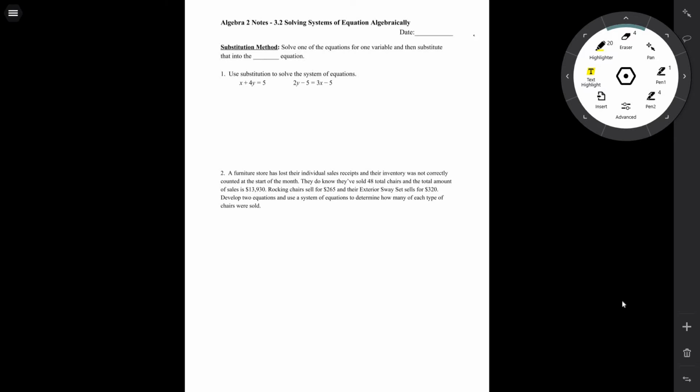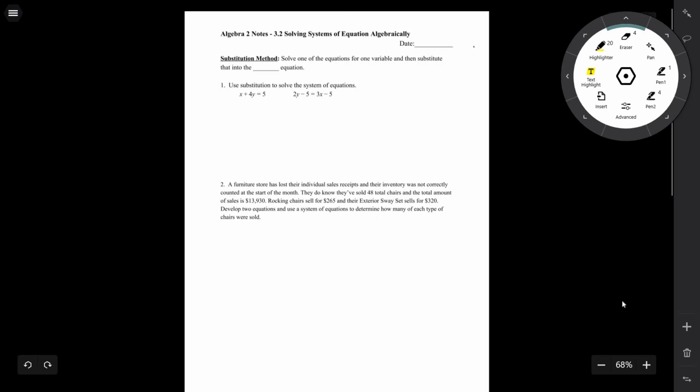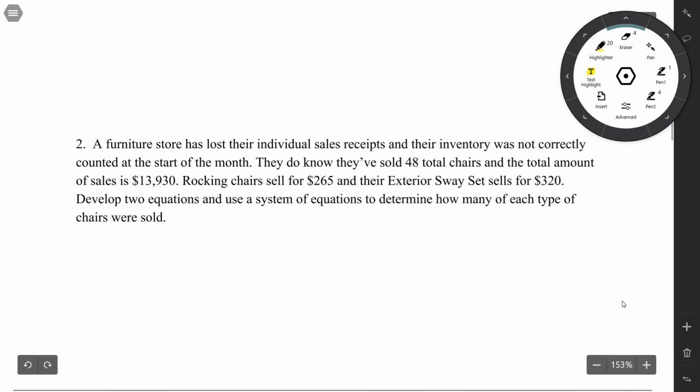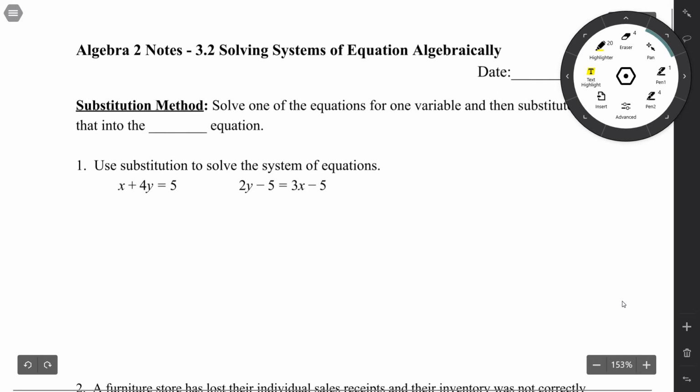Algebra 2 notes, 3.2, solving systems of equations algebraically. It's going to be very different than when we're solving them through graphing, of course. We're going to look at this in a pretty different way, but it'll give us a very specific answer when graphing would not be able to do so. I'll give you guys an example. This system of equations is the first one we'll solve.